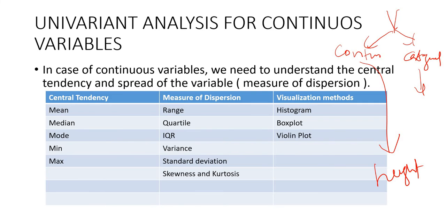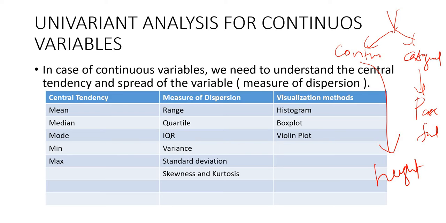So there are two categories. One is pass: the student can pass the examination, or fail. It is an example of a categorical variable, pass or fail. Gender, male or female, is another example of a categorical variable. Continuous variable means height, weight, these are all.